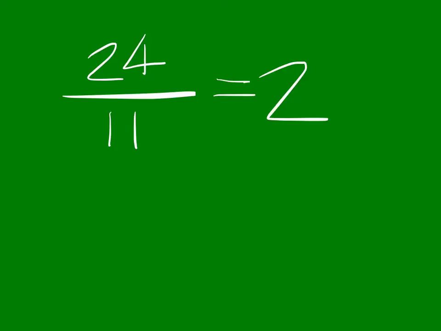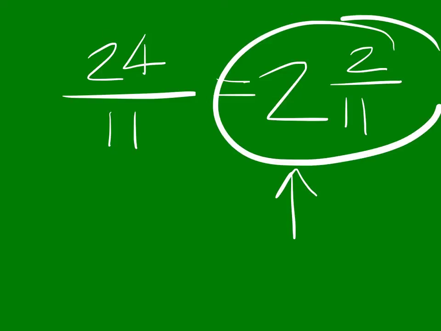Add 2? Minus 2? No. I have 2 left over. A mixed number is a whole number and a fraction together. So I already have the whole number here, 2 11s. Yes, 2 over 11. The remainder goes there. You use this denominator. Reduce if you can. 2 over 11 cannot be reduced.